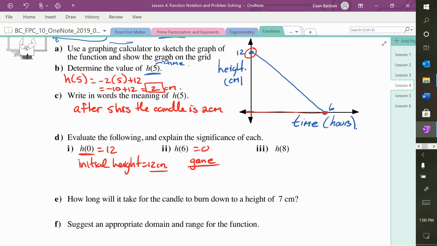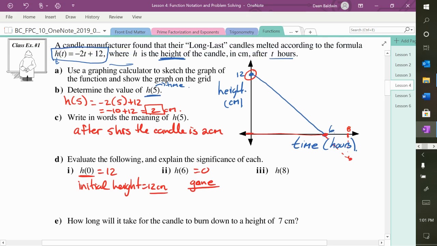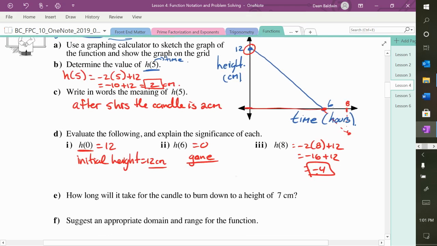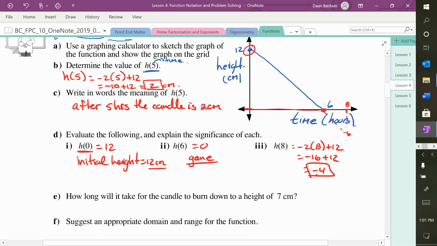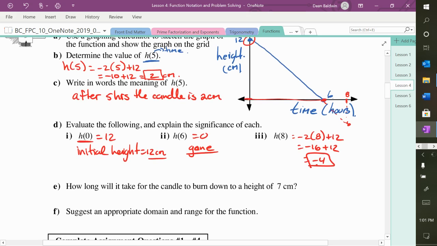And what about h of 8? Does that even make sense? It makes no sense because 8 would be out here, which would give you a negative value. And in fact, if you put it into the equation, you get negative 16 plus 12, which is negative 4. Can't have a negative height. It doesn't make any sense. So mathematically, you can still do it, but in terms of real world applications, it doesn't make any sense. So you would never actually evaluate that.